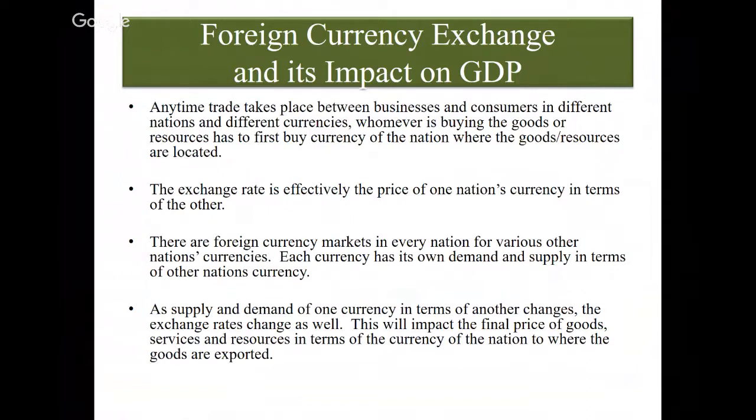These values are determined by foreign currency markets. There are traders and banks around the world who are buying and selling large amounts of US dollars in terms of other currencies. They're buying and selling large amounts of euros, Canadian dollars, Mexican pesos, Chinese yuan renminbi, and so forth, in terms of all the other major world currencies. It's this interaction of supply and demand that determines an exchange rate. As supply or demand of one currency increases or decreases, meaning shifts left or right in terms of the other, the exchange rates will fluctuate as well. This will ultimately impact the final price of goods, services, and resources that are exported as well as imported.